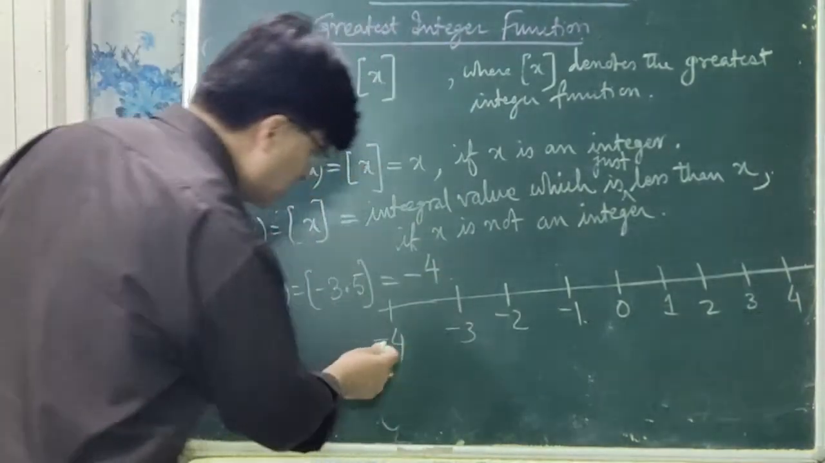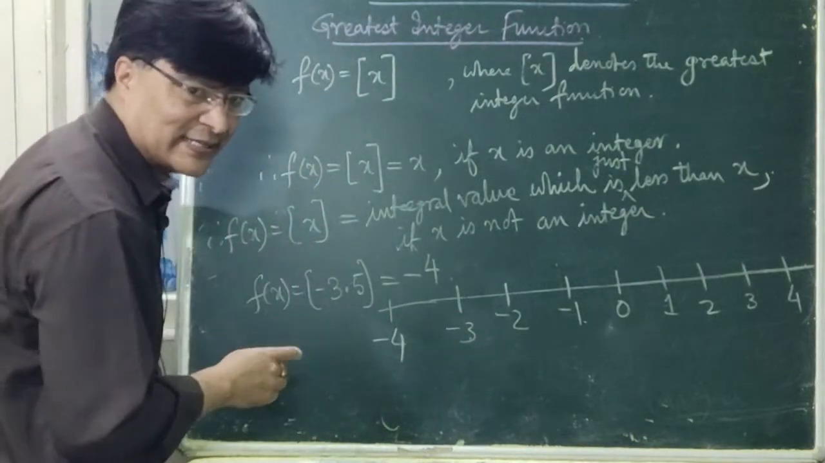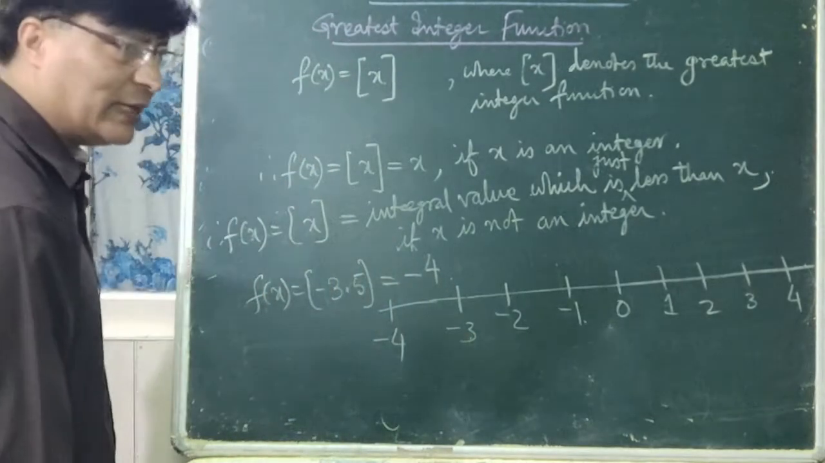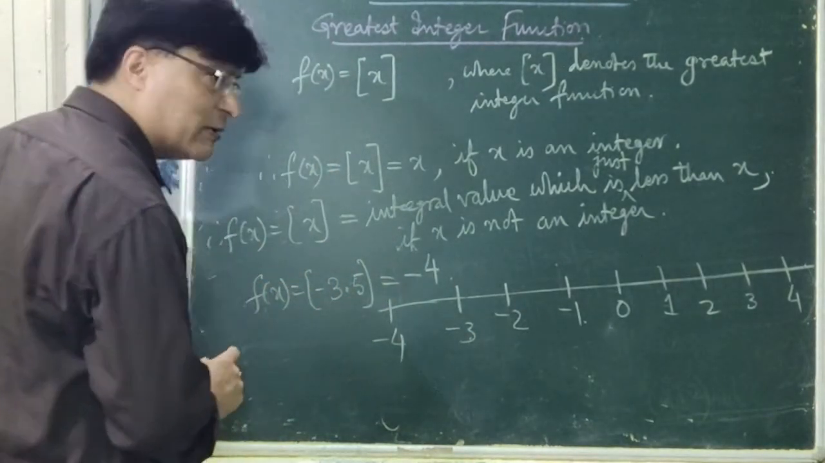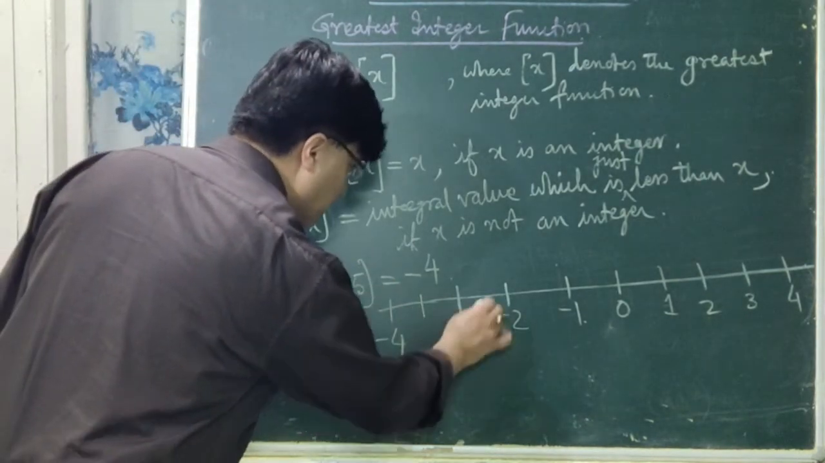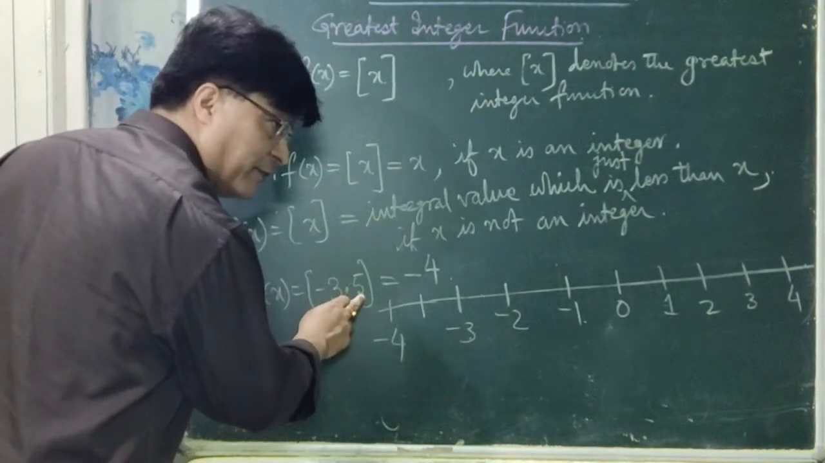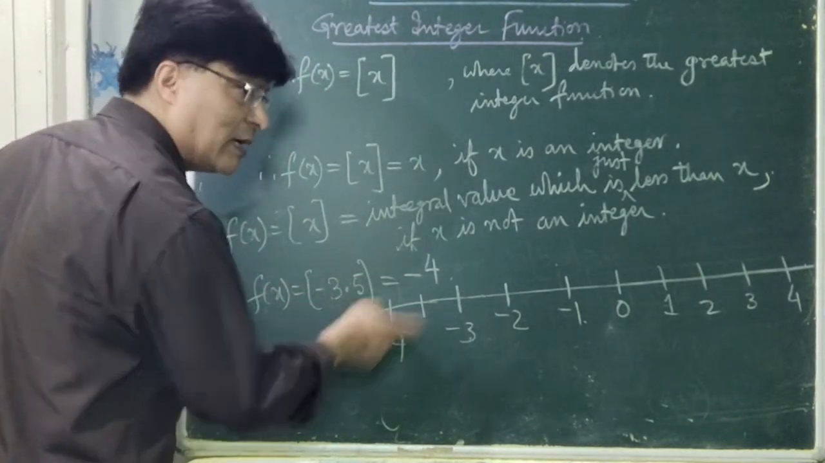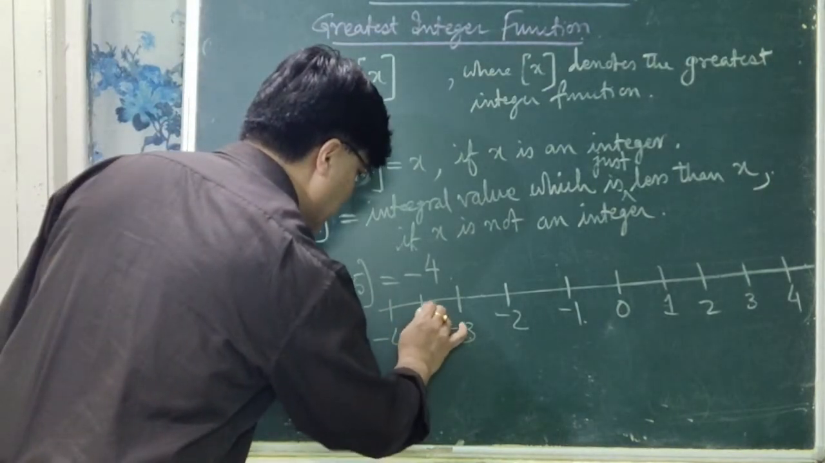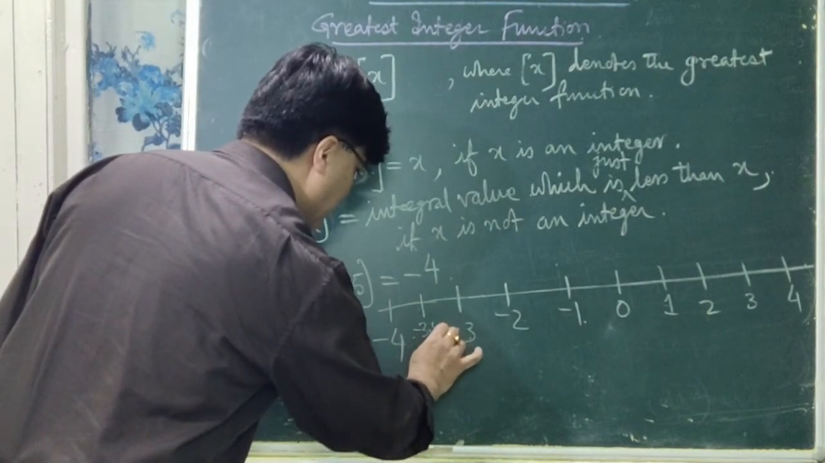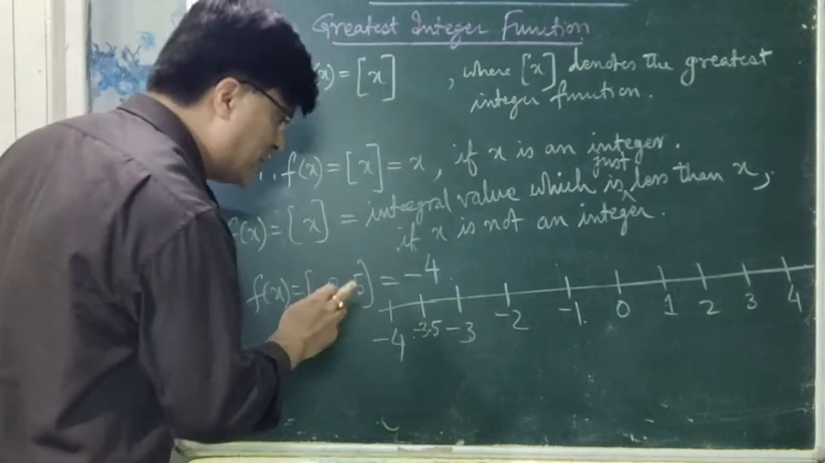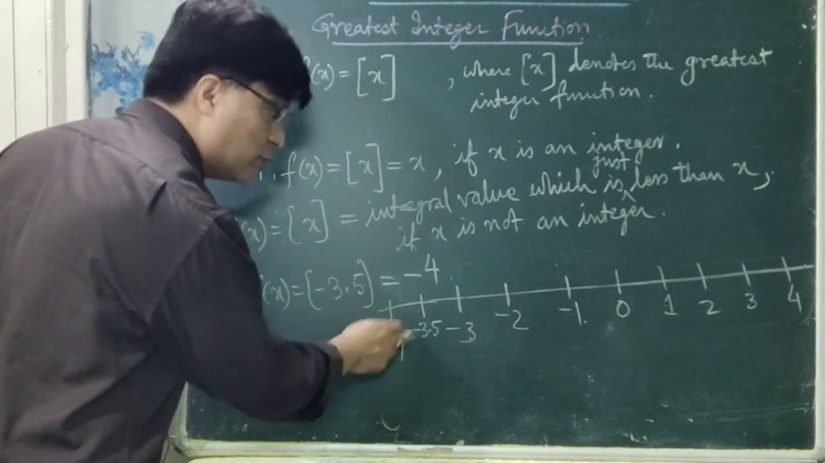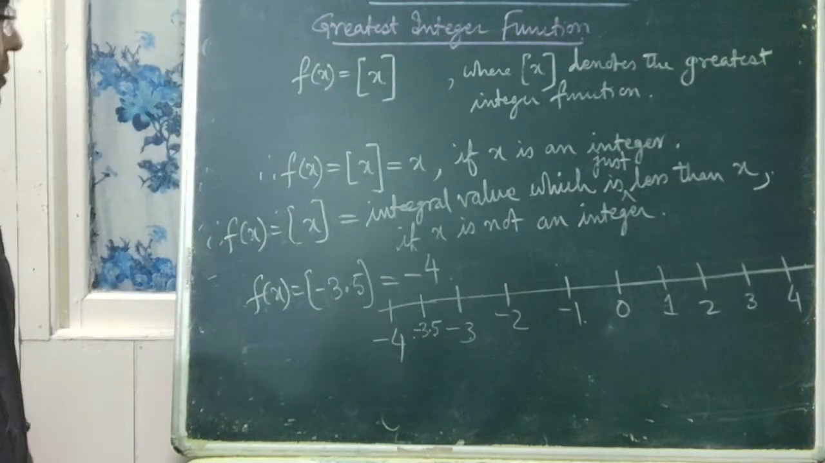That is, among these minus 4 and minus 3, which is less? Minus 4 is less than minus 3, but minus 3 is greater than minus 4. Okay, so minus 3.5, where does it lie? Minus 3.5 lies out here, not this one. Minus 3.5 is less than minus 3, isn't it? So minus 3.5 lies out here. Which is the integral value which is just less than minus 3.5? It is minus 4. So I think you have understood it.